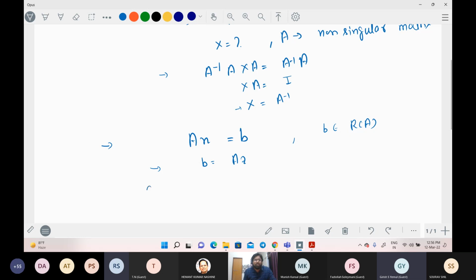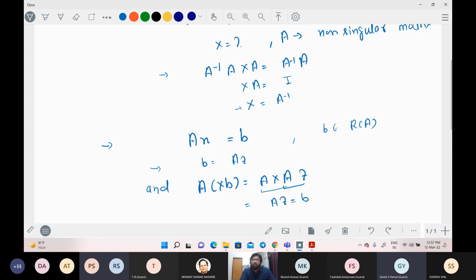And now consider this equation. AXb is equal to, we can write AXb as AXAz. What we have done here is just in place of b, I have written Az. Further, since X is a generalized inverse of A, we know that AXA equal to A, right? AXA equal to A.